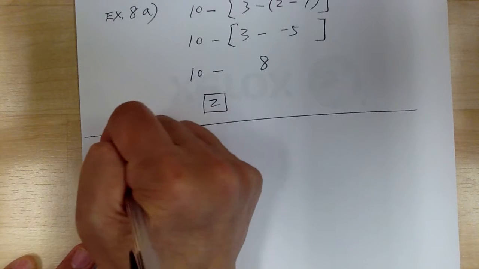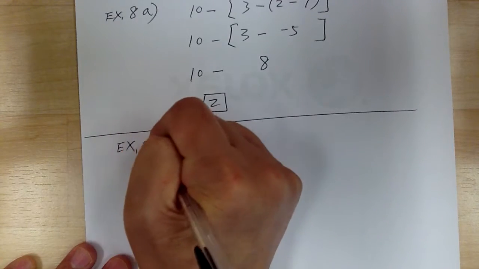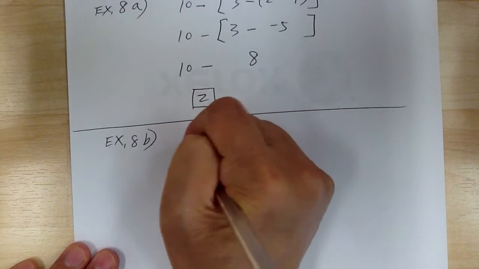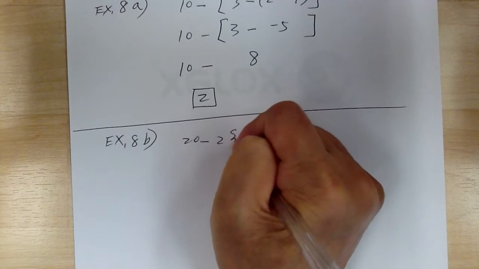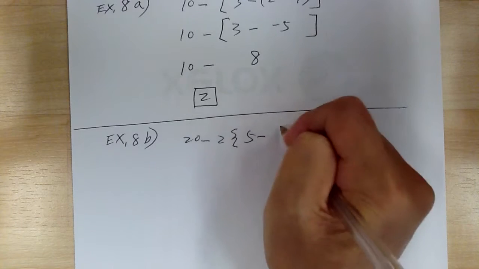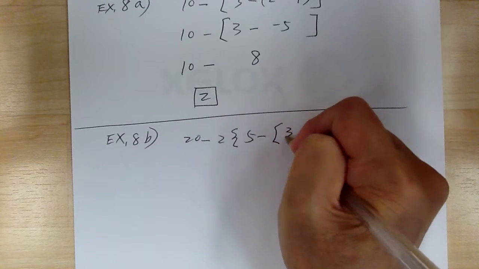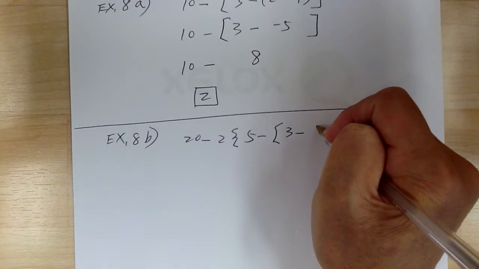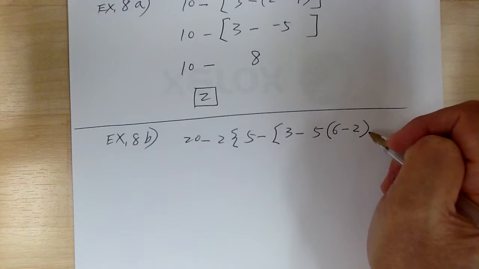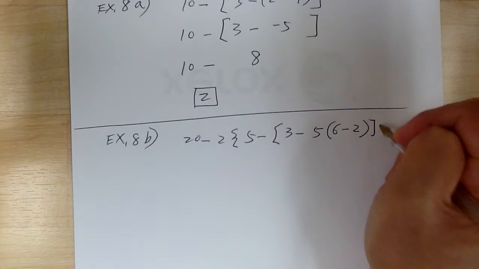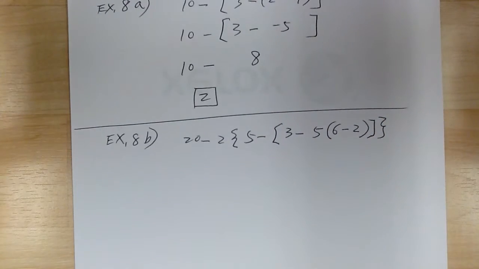Okay, now let's go to example 8b. So you've got 20 minus 2 braces 5 minus bracket 3 minus 5 times parentheses 6 minus 2.